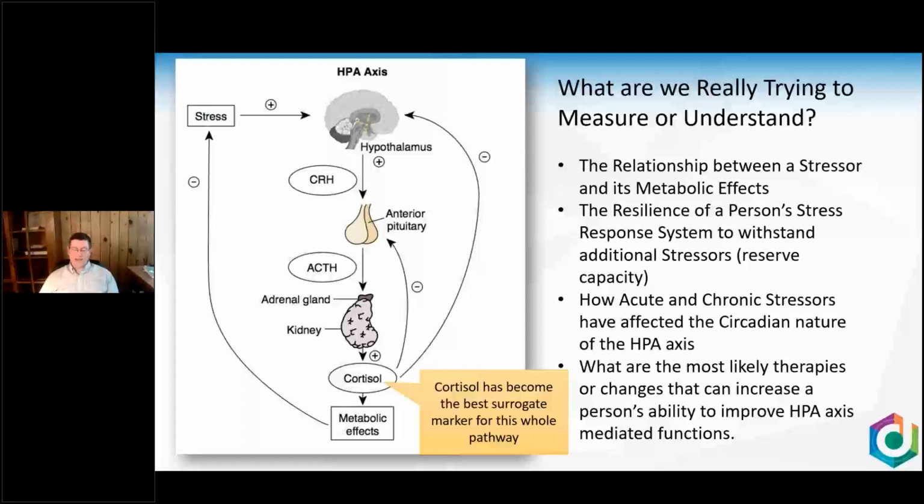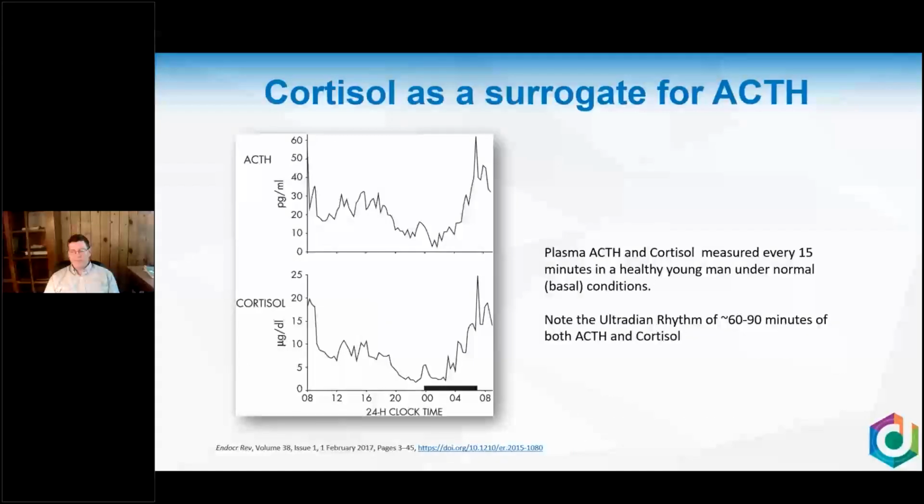Now, I say it's the best surrogate marker we have. It's not perfect, and it does oftentimes give us some anomalies, but nonetheless, it really does give us the best window into what's going on, if you understand the nuances of a number of different things that we're going to talk about, and as you've learned over the years. So it's not just about measuring cortisol only. It's measuring cortisol with some information and in a nuanced way.